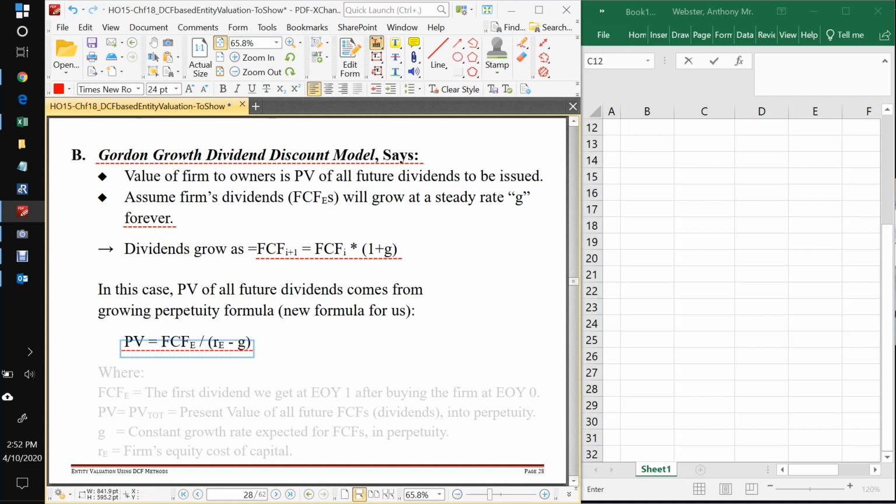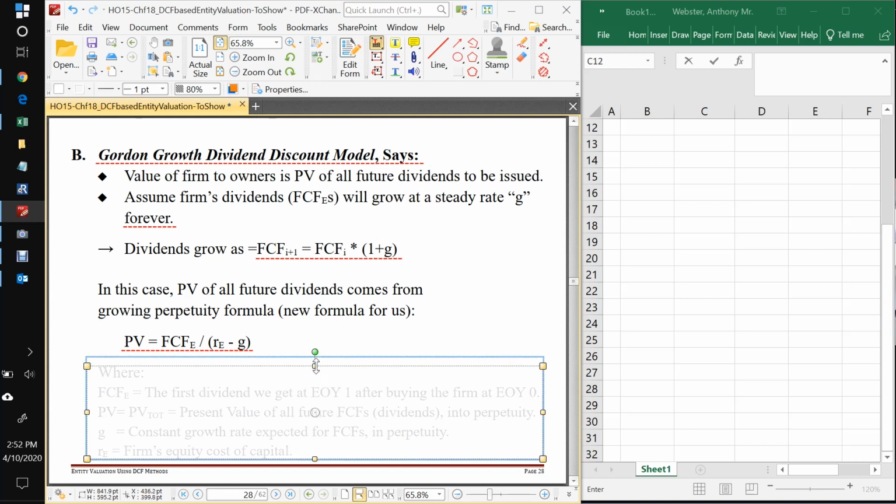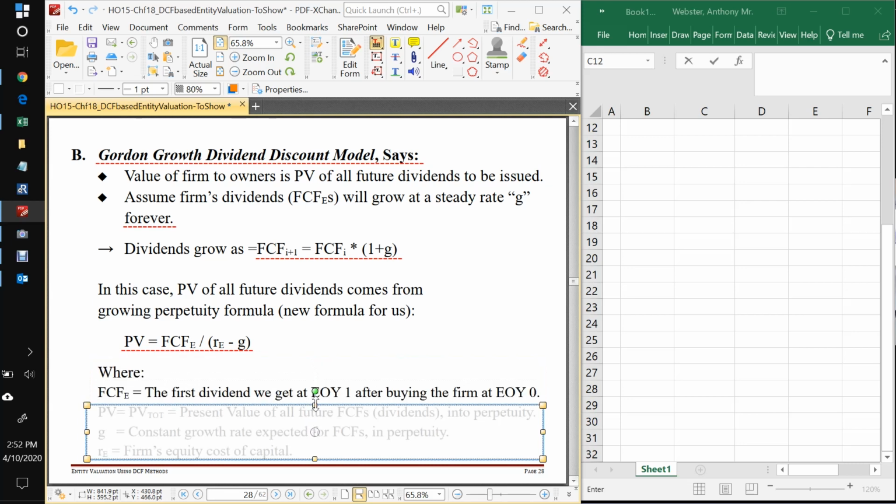And heads up, I didn't ask you to memorize this when we were doing time value of money, and I'm not going to ask you to memorize it now. I just want you to know that the Gordon growth model does exist and how it works conceptually. So let's go over the pieces of this equation.